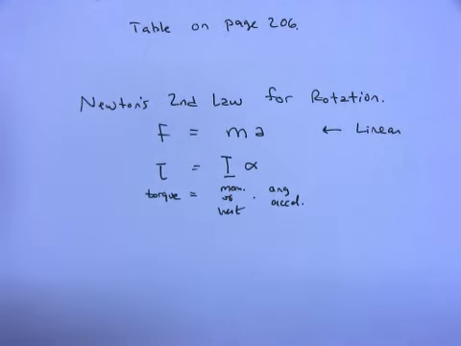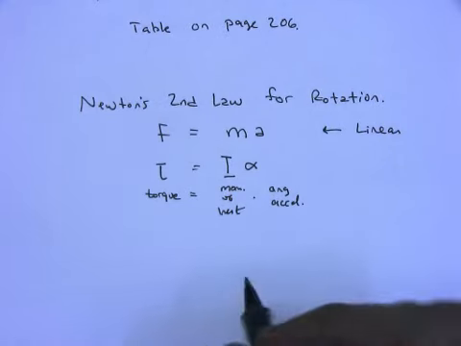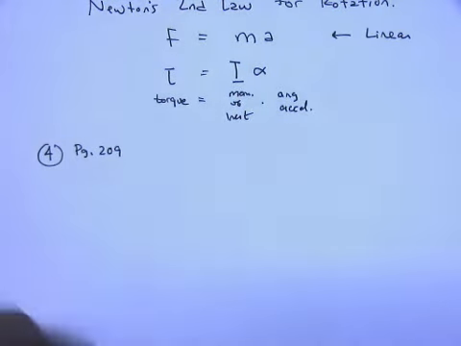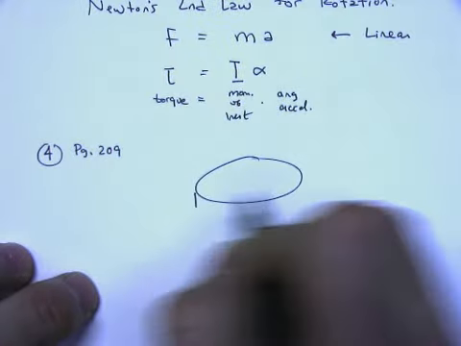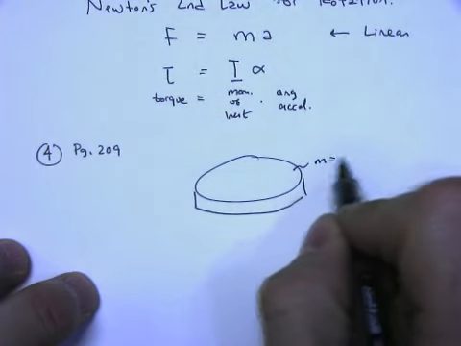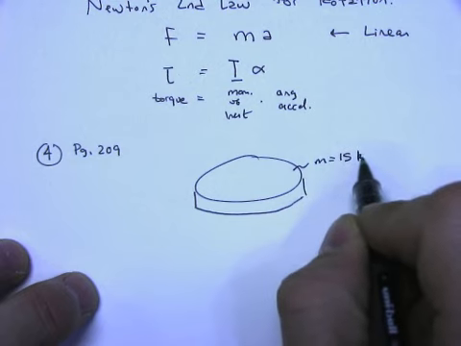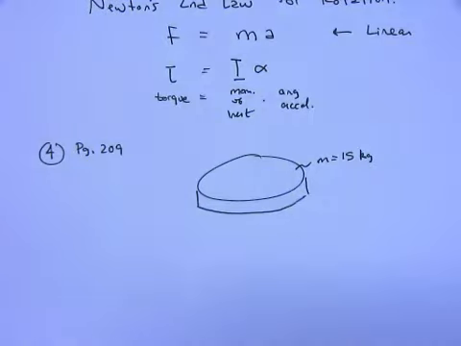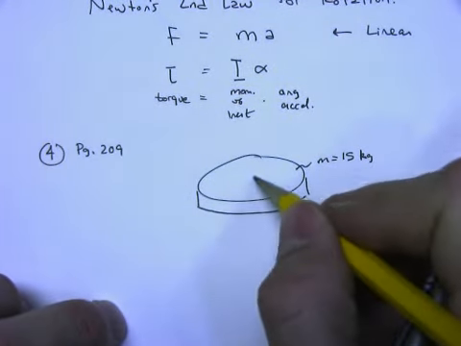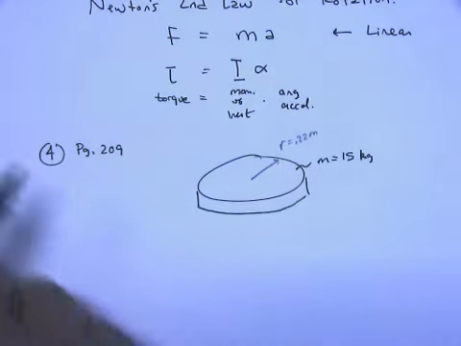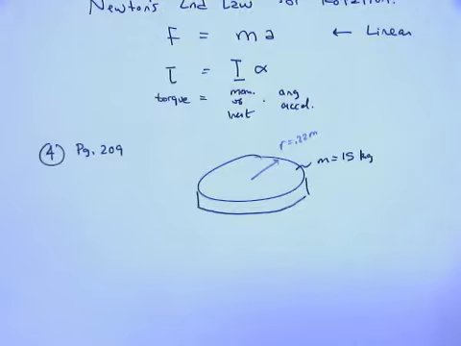Now what I'm going to do is go through example problem number 4 on page 209. It says you have a solid steel wheel. So I've got a solid steel wheel here, and it's got a mass of 15 kilograms and a diameter, mind you, got to watch out, of 0.44. So I know that it's got a radius of 0.22 meters. It starts at rest and you want to make it rotate.